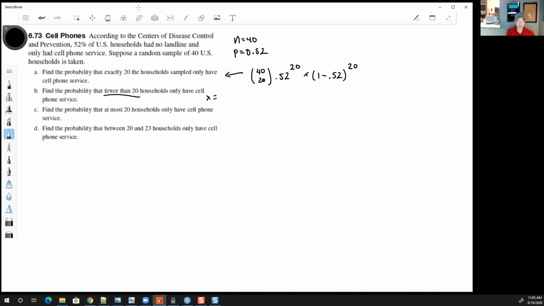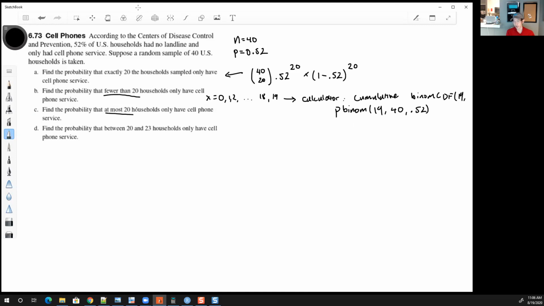Okay. Fewer than 20 means x is equal to 0, 1, 2, all the way up to 19. This is annoying, but basically you would have to use a calculator or computer. And so we want the cumulative. You could use the binomial CDF with a 19, okay? Or you can use pbinom(19, 40, 0.52), okay? I think you covered the use of pbinom in your lab. Am I mistaken? Maybe? I don't know.